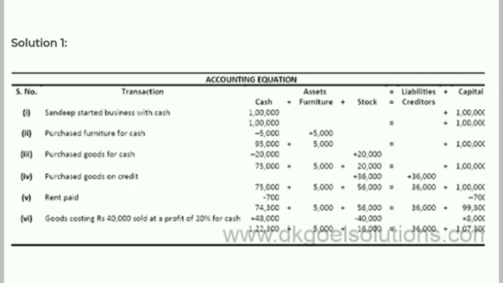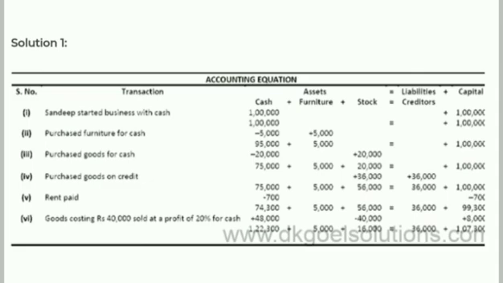Now we are paying rent. If you pay any expense, rent, insurance, salary, whatever it is, you will deduct the amount from cash as well as capital. So 700 minus from cash and 700 minus from capital. The equation will be 74,300 plus 5,000 plus 56,000 equals 36,000 plus 99,300.